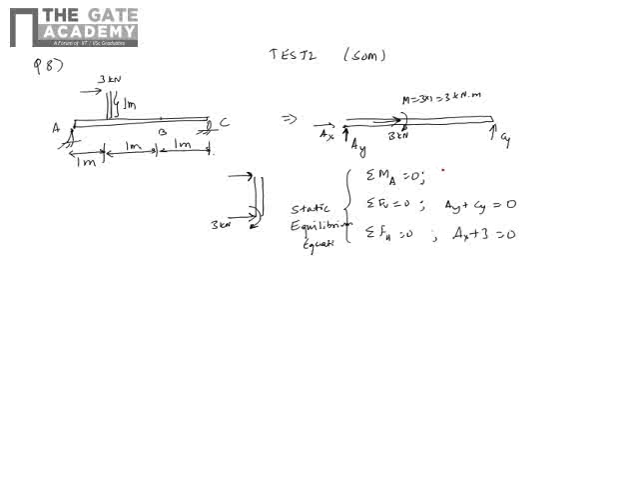Moment about A. Now about A, AX doesn't produce any moment because it's passing through A. AY doesn't produce any moment because it's passing through A. 3 kilonewton doesn't produce any moment because it's passing through A. Couple M will appear as M only, clockwise. CY will produce anti-clockwise, so minus CY into total length, which is 3, equal to 0. So CY is M by 3. M is 3, so 3 by 3, which is 1 kilonewton. So CY is 1 kilonewton, and therefore AY will be minus CY, which is minus 1 kilonewton from this equation.